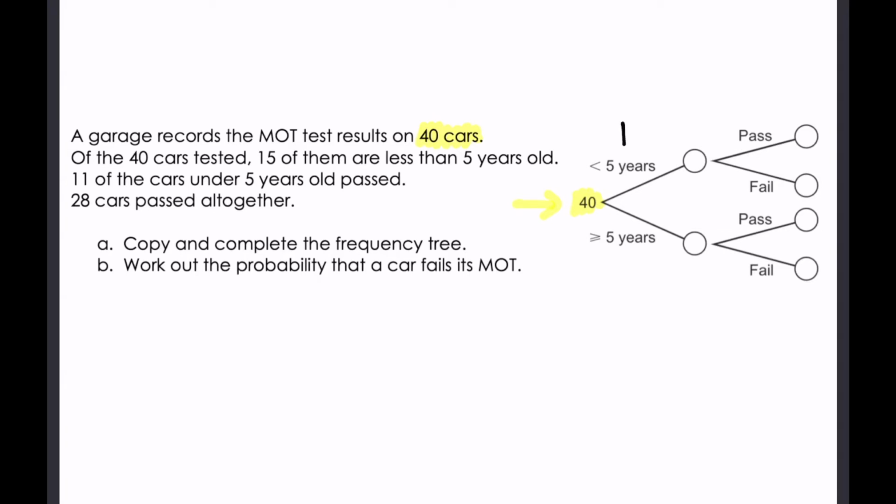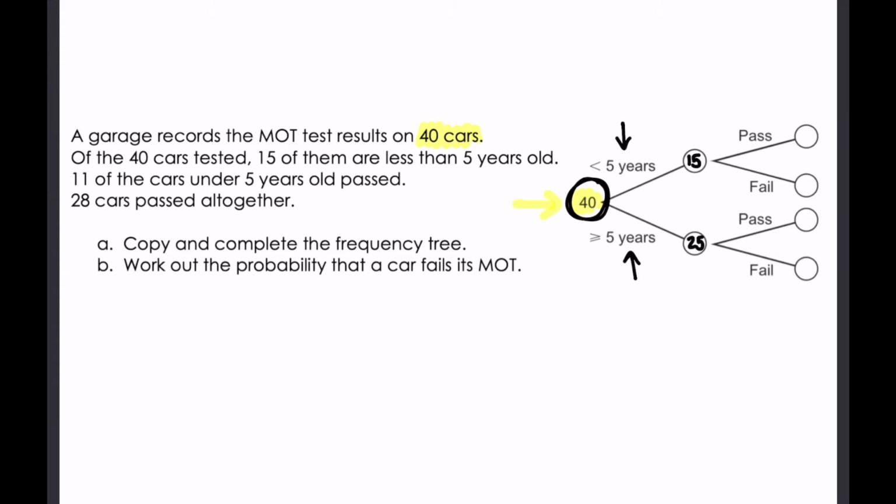So here we have less than 5 years old. Here we have greater than 5 years old, 5 years old or older. So 15 of them were less than 5 years old. So we're going to put our 15 for less than 5. Now, if 15 are less than 5 and we have 40 in total, how many are 5 and older? 40 minus 15 gives me 25.